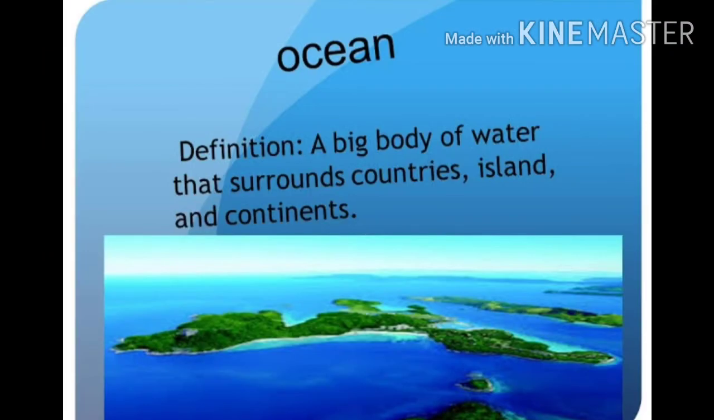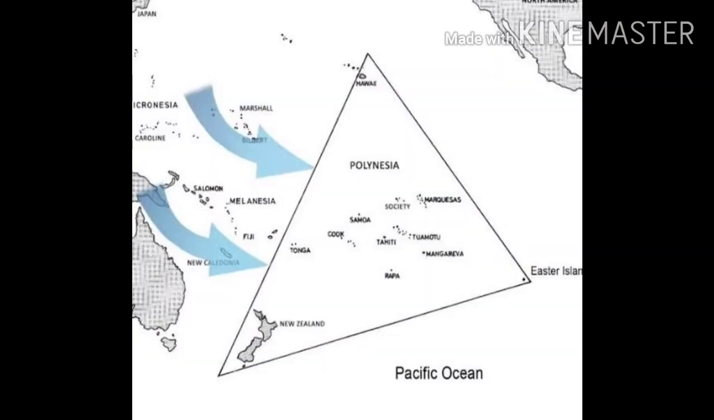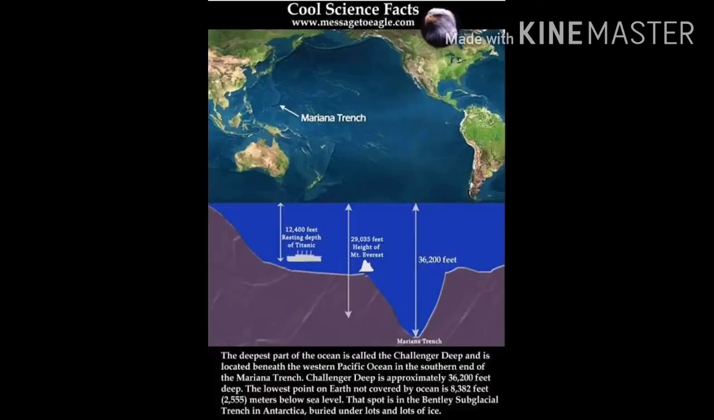Next, oceans. An ocean is a large continuous body of water surrounding the continents. There are 5 oceans in the world. They are the Pacific Ocean, Atlantic Ocean, Indian Ocean, Arctic Ocean, and Southern Ocean. The Pacific Ocean is the largest and the deepest ocean. It is almost triangular in shape. The deepest part of the Earth's crust, known as the Mariana Trench, lies on its ocean floor.